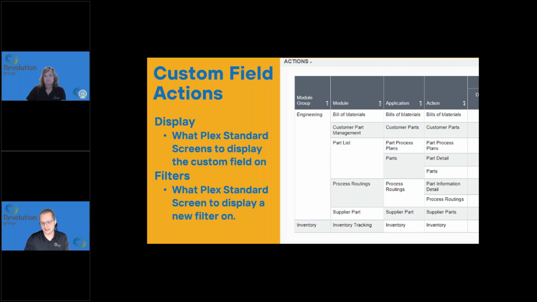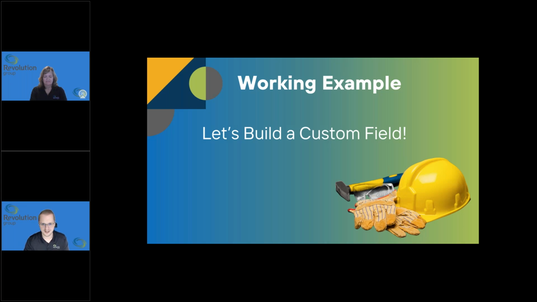So if we wanted to have a usage of our color attribute on our parts list, and we wanted to filter by all parts that were of a specific color, that'd be a pretty easy thing to do: expose that custom field to our parts list or our parts as a filter, and we'd be able to search from that. All right, so I just did a lot of talking. So let's build a custom field.